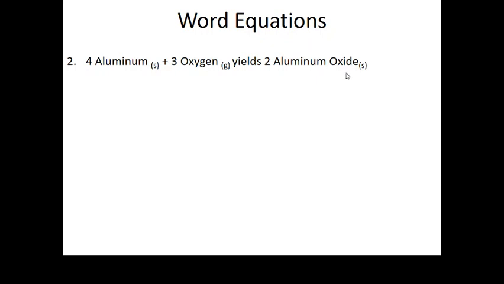So thinking about our naming system, we have aluminum oxide. And based off that, we should be able to figure out the chemical equation. Well, first off, if aluminum's by itself, what's the overall charge?